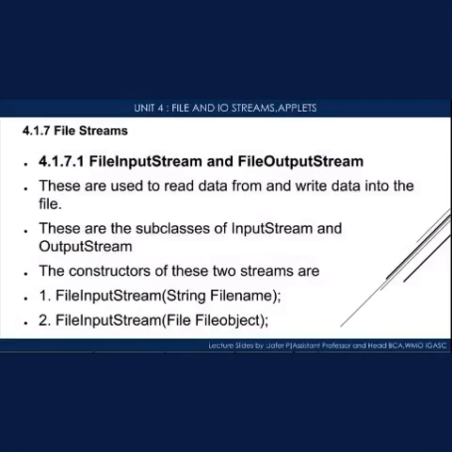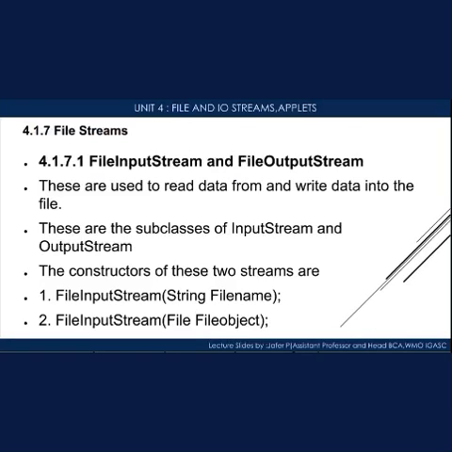Then let us see FileInputStream and FileOutputStream. In the previous slides, we saw that there are two kinds of streams, FileInputStream and FileOutputStream. For doing the operations, there are two kinds of operations based on files: input operations and output operations. Input operations are grouped into one set of operations called FileInputStream, and another set of operations is assigned to a stream called FileOutputStream.